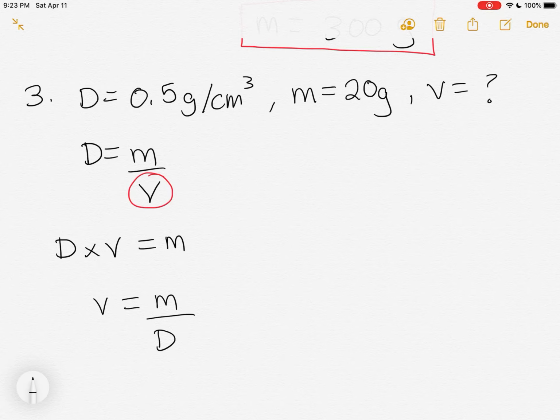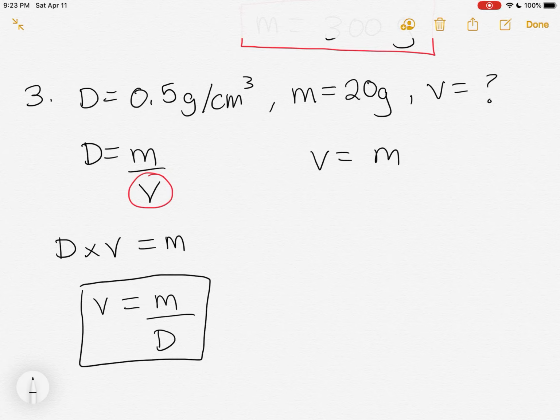Okay, so if we have something on one side of the equation where it's divided, on the other side it's going to be multiplied. And if we have something multiplied on one side of the equation, if we move it to the other side, it's going to be divided. And so this is the formula we're going to use: our volume will be equal to our mass divided by our density.